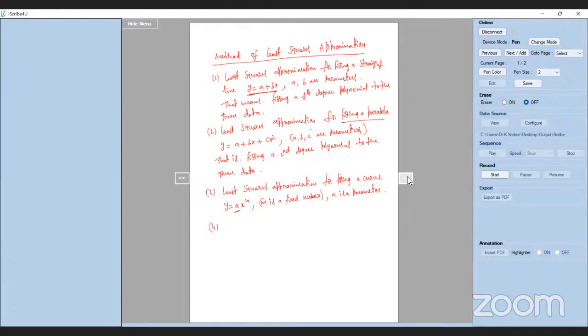And similarly, you are also going to find a least squares approximation for fitting an exponential curve. That is, y is equal to a into e to the power bx. Here a and b are parameters.